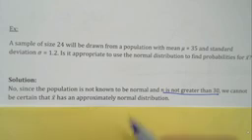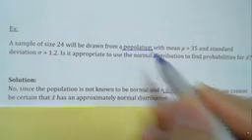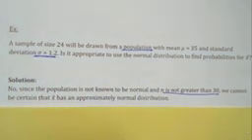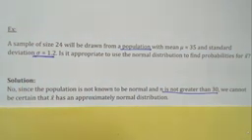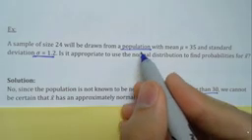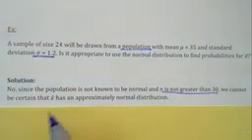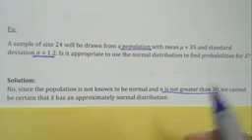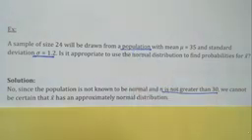So remember here, the population has the mean and the standard deviation. They did not tell us if the population is normally distributed or not. If the population is normally distributed, then the answer would be yes, no matter the sample size. However, in this case, we don't know about the normality of the population, and the sample size, in this case 24, is less than 30, and therefore we cannot be certain that x bar has an approximately normal distribution.